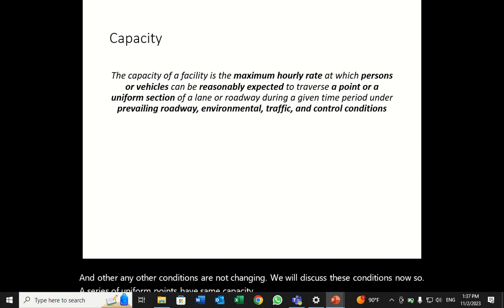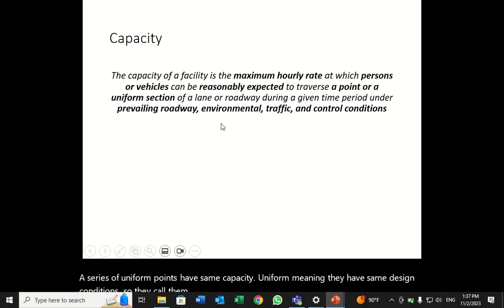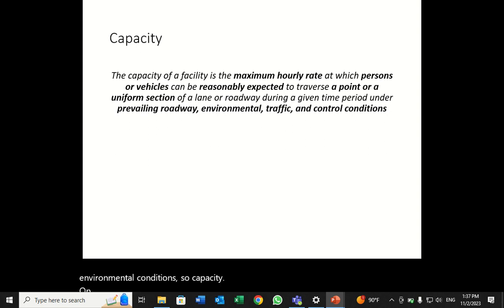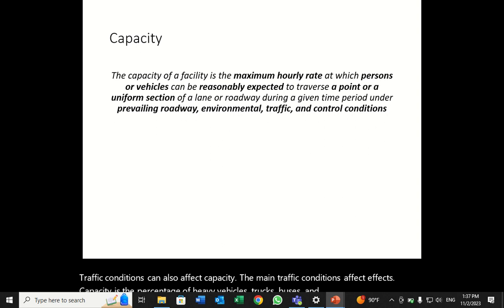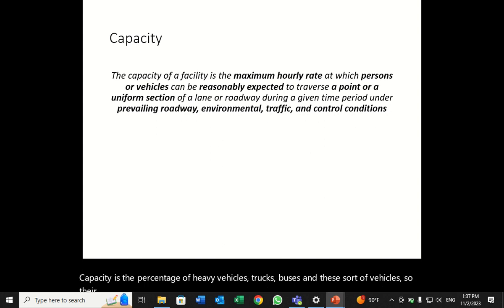Uniform meaning they have same design conditions, so they call them prevailing roadway conditions. They have same environmental conditions. So capacity on a clear day will be different than capacity on a foggy day or on a day which has very heavy rain. Traffic conditions can also affect capacity. The main traffic condition that affects capacity is the percentage of heavy vehicles, trucks, buses, and these sort of vehicles. So their percentage affects capacity.